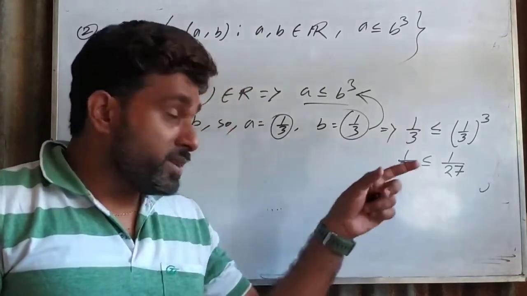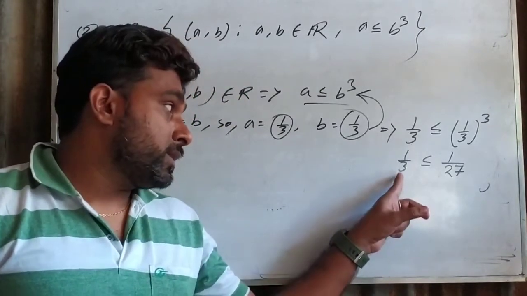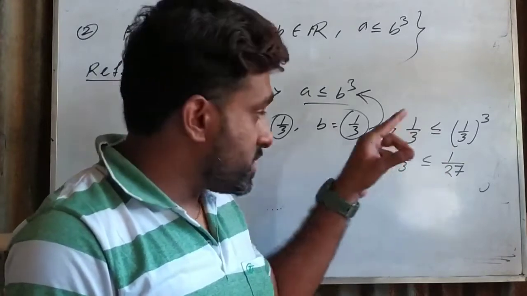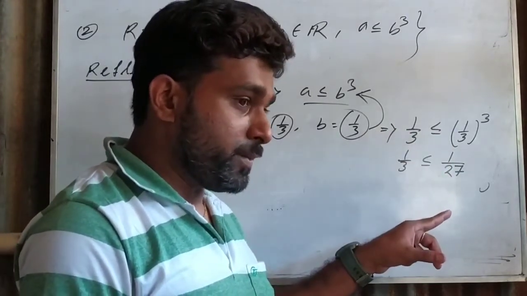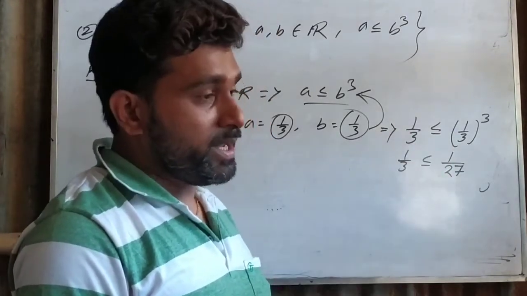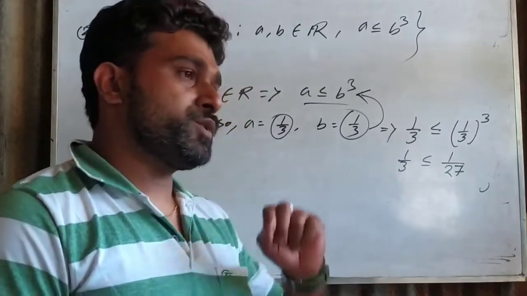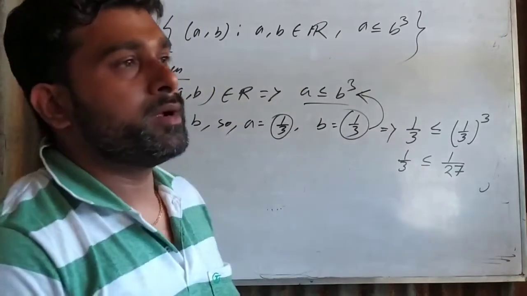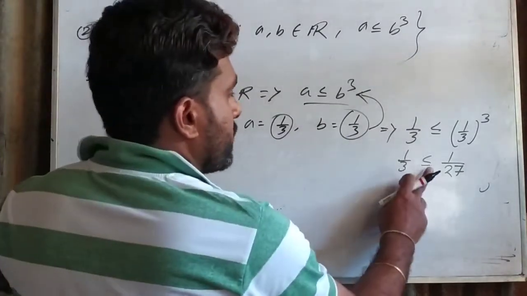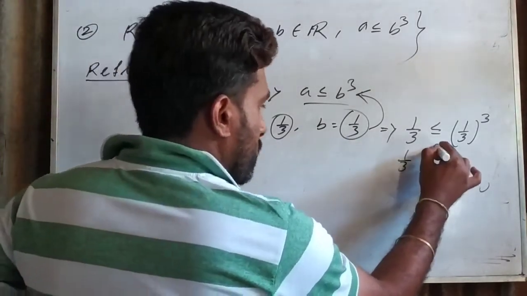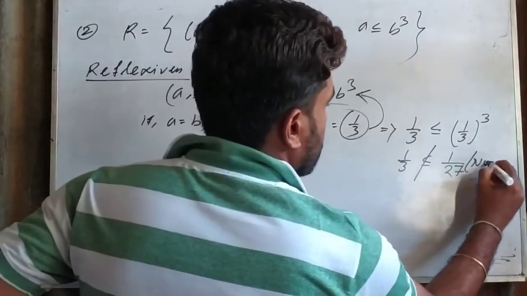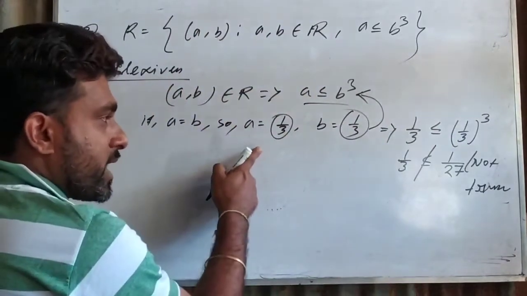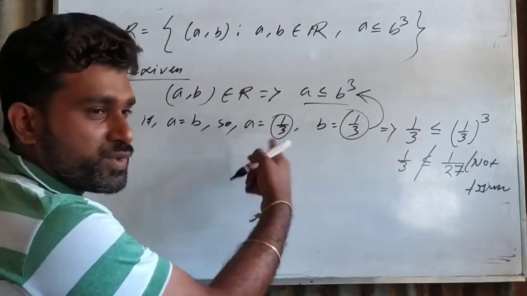In a fraction, the greater the denominator, the smaller the value with respect to smaller denominator terms. So 1 by 3 less equals to 1 by 27 is not true here. So we can't choose a equals to 1 by 3. That means we can't choose the same values.